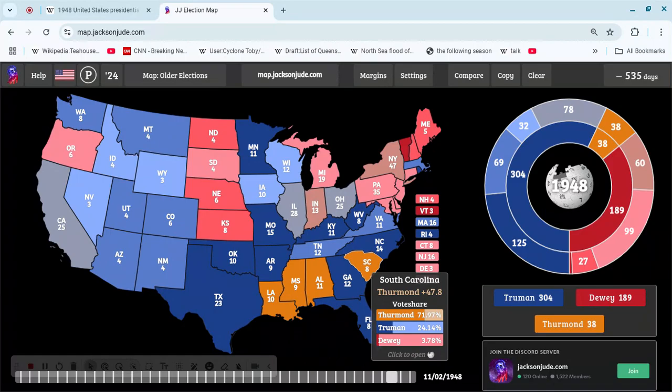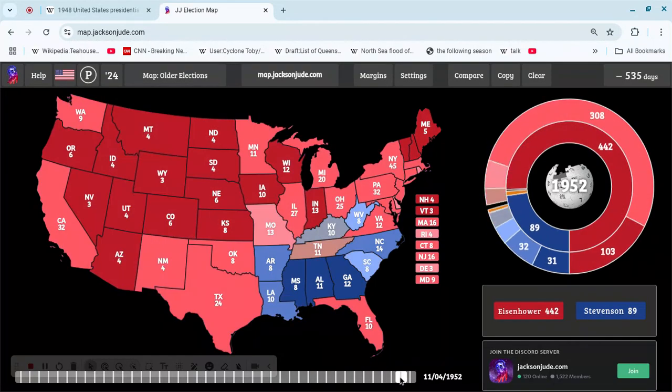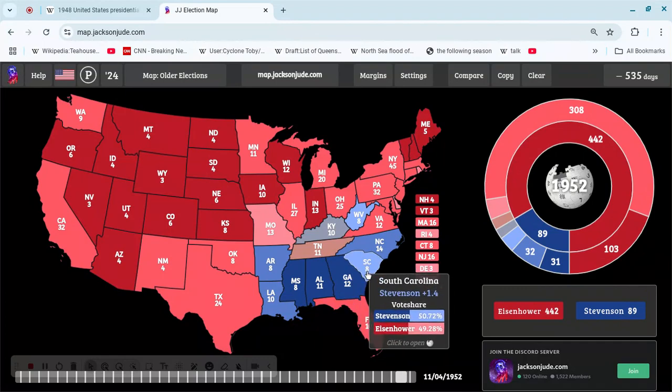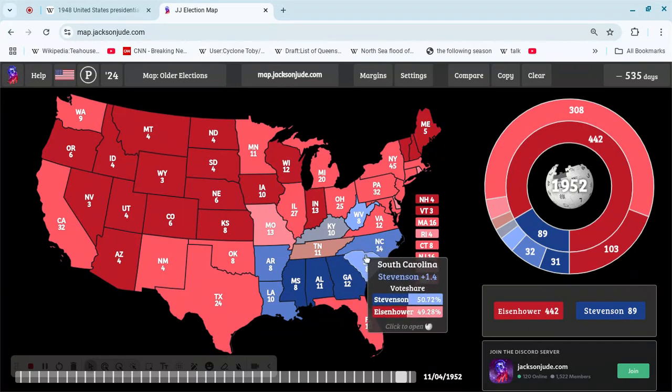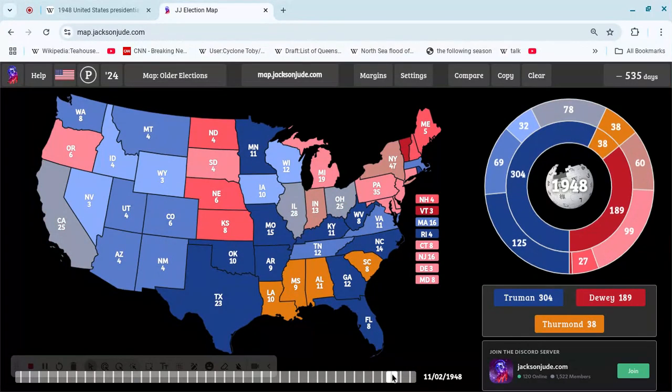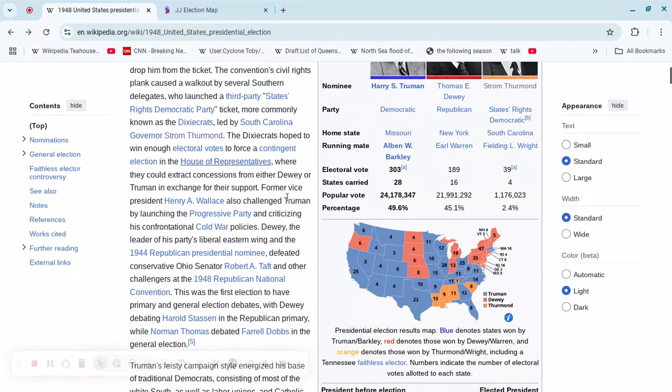the Dixiecrats not existed. I mean, it's tough to tell, seeing as what happened in South Carolina in 1952 when they lost a lot of Democratic support because of civil rights. That's probably the whole reason why the Dixiecrat was founded, but for this video, we're going to assume that these votes would have went on. And I get that there was a fate to select in Tennessee.